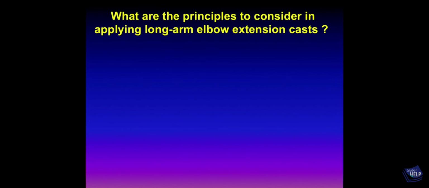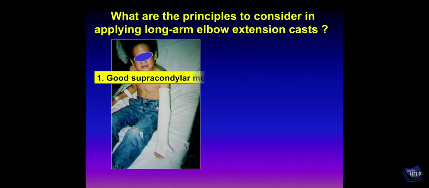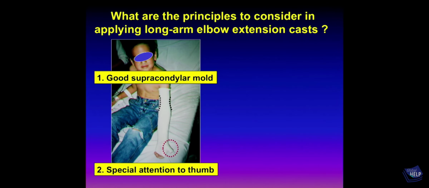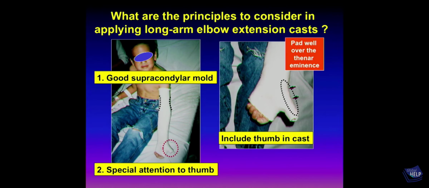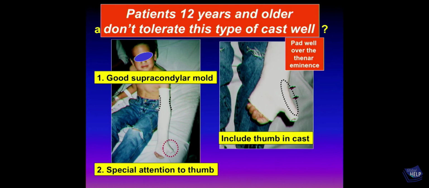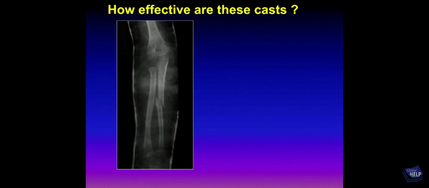So the principle is to consider a long arm cast in extension. Here you put in a long arm cast. You need to put in a good supracondylar mold, but the real key that keeps it from sliding is that you have to include the thumb. If you don't, it'll slide down and start to rub. So it's important that you include the thumb and put it in full abduction, and you pad well over the thenar eminence. Now, patients 12 years and older don't tolerate this type of cast, so you may need, as we'll discuss, to consider some other options.